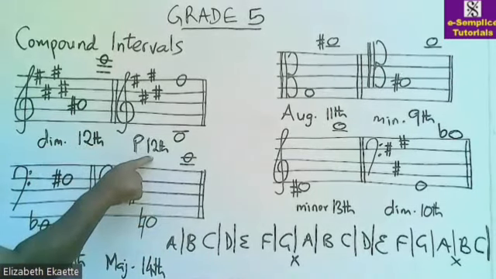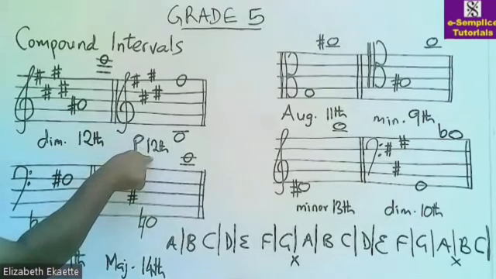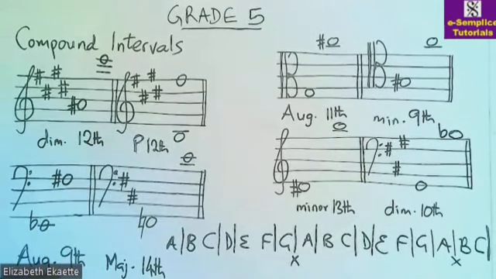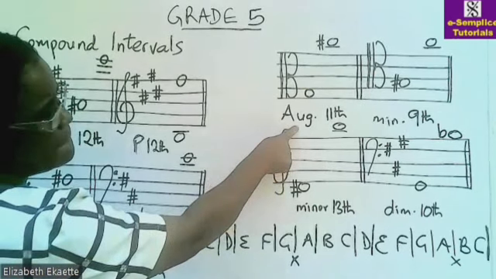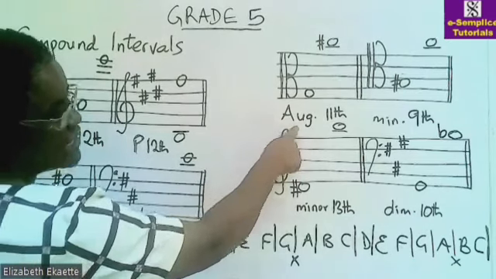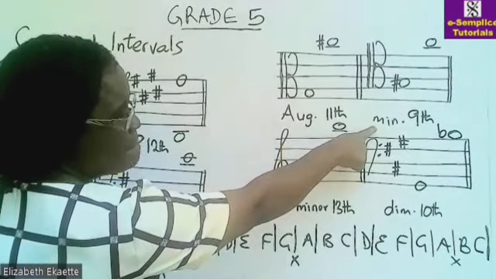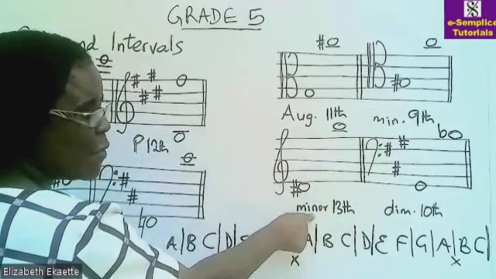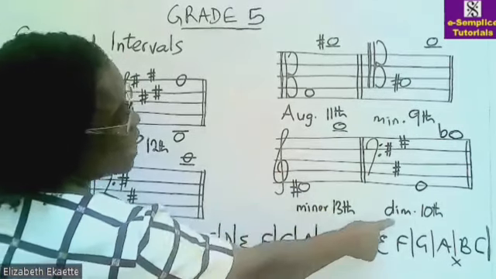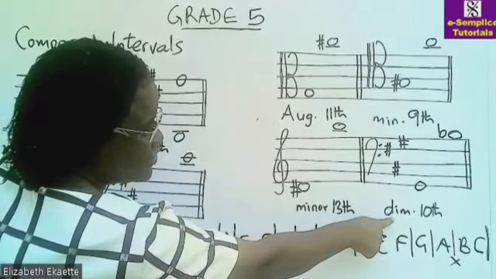Then another name here is compound perfect 5th. Another name here is compound augmented 2nd. If you knock off 7 from 9, you have a second left. So this is compound augmented 2nd. This is compound major 7th. And this is compound augmented 4th. This is compound minor 2nd. And this is compound minor 6th. While this is compound diminished 3rd.